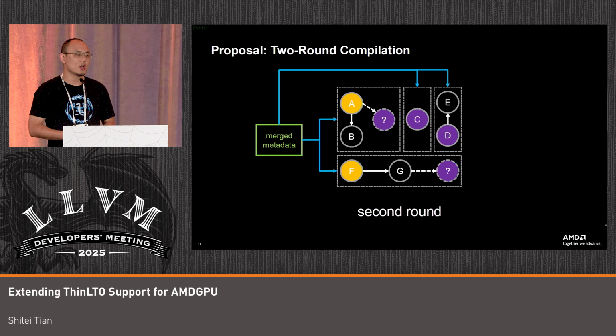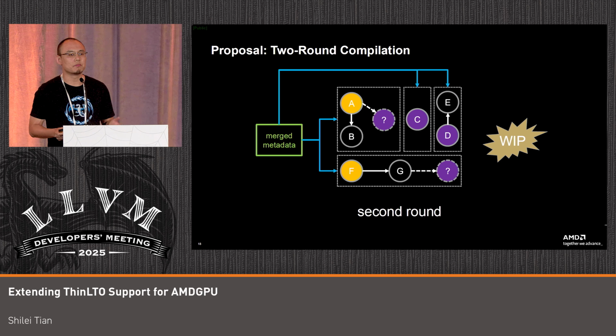In the second round, we run the ThinLTO pipeline again, but this time with the merged metadata. If a module has an indirect function call, the backend is going to look up the merged metadata and determine the resource usage of the potential callee. The lookup here is based on function signature, so we assume that all the functions with the same type can be the potential callee of the indirect function call. We understand this is conservative, but it still guarantees correctness.